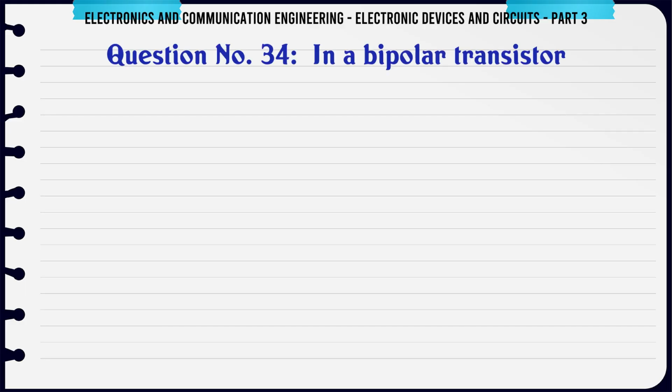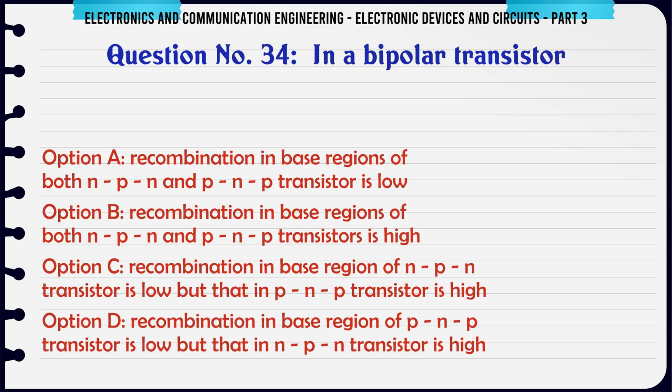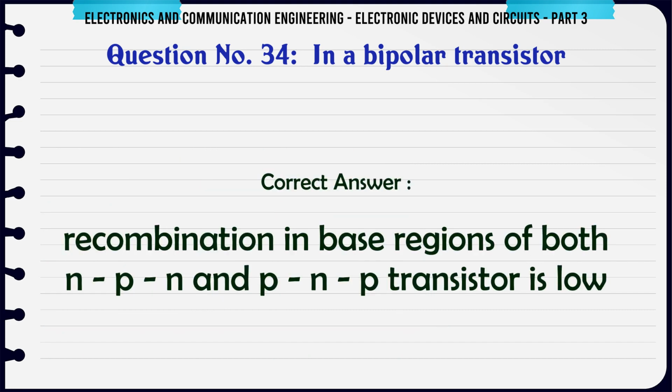In a bipolar transistor: A, recombination in base regions of both NPN and PNP transistors is low; B, recombination in base regions of both NPN and PNP transistors is high; C, recombination in base region of NPN transistor is low but that in PNP transistor is high; D, recombination in base region of PNP transistor is low but that in NPN transistor is high. The correct answer is recombination in base regions of both NPN and PNP transistors is low.